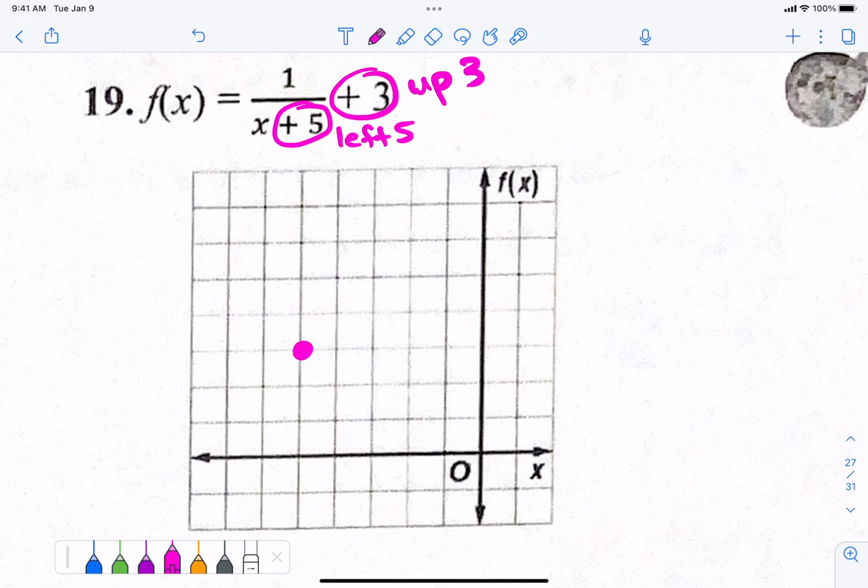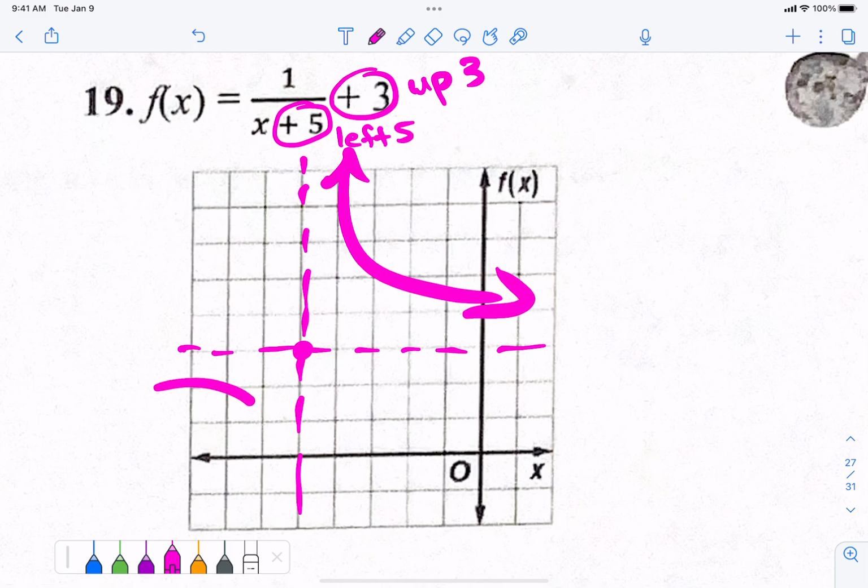This is the middle. That's the hum. That's where your HA and VA cross, right? So I just put my VA and my HA right there. And I just make these little guys. That's what he looks like, okay?